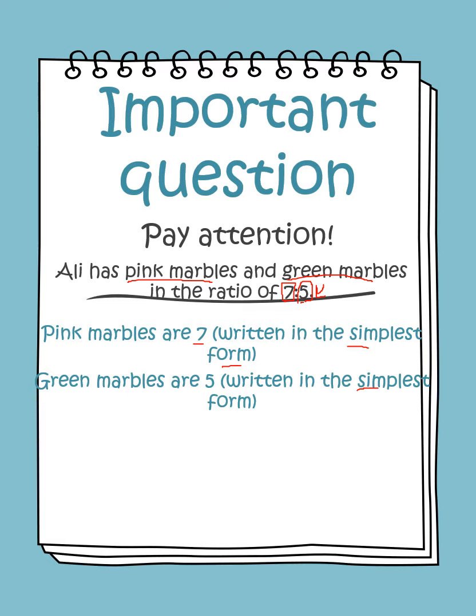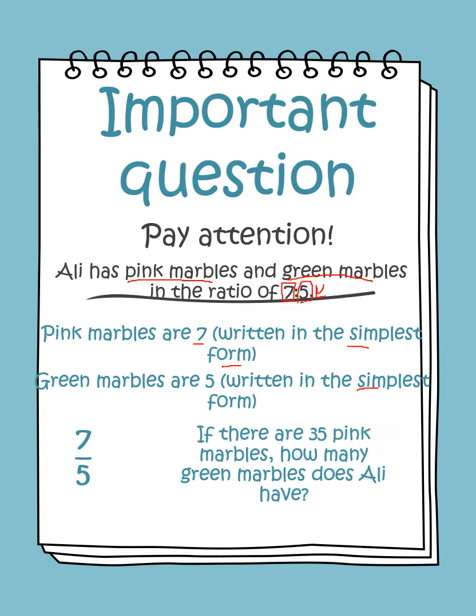We can change 7 to 5 into fraction form. Now continue the question. If there are 35 pink marbles, how many green marbles does Ali have? So we know that pink marbles are 35. First, we've got the simplified form here, and then we get to know the original number. So there are 35 pink marbles, and make sure that you write it here. And now we have to find how many green marbles.